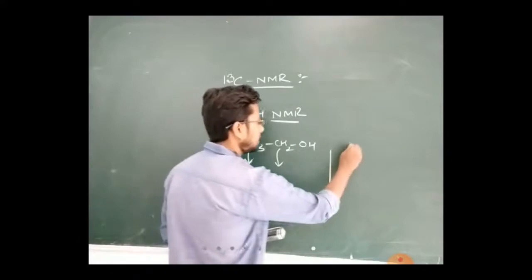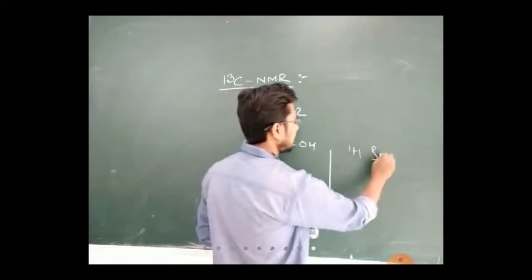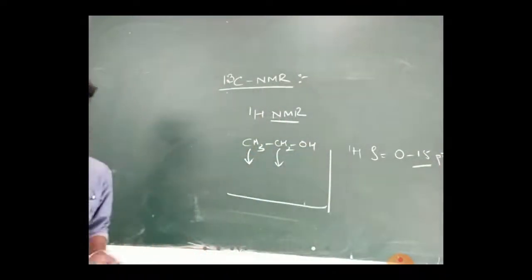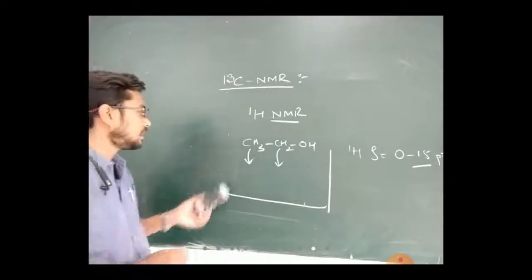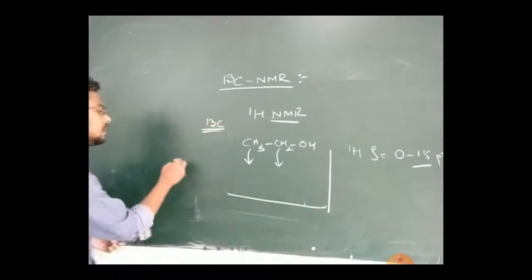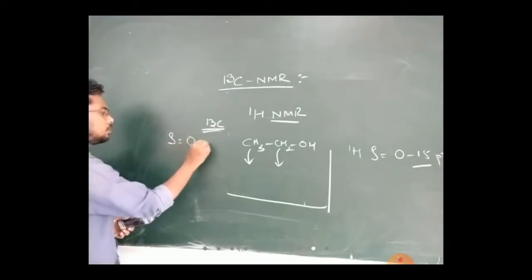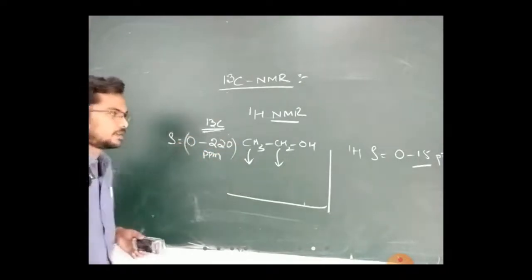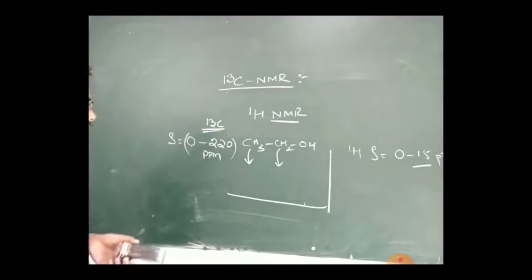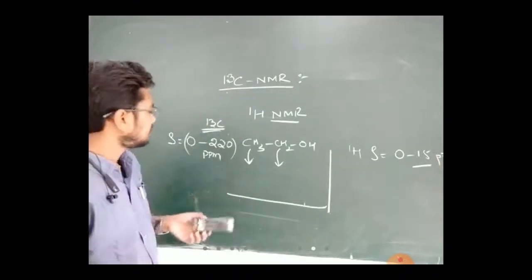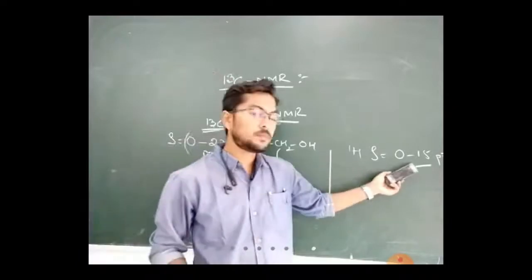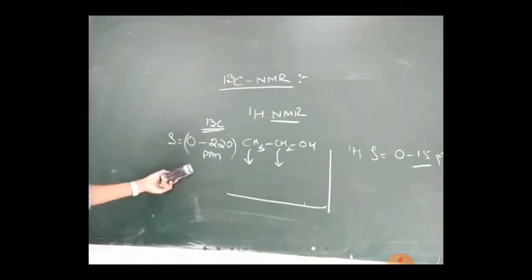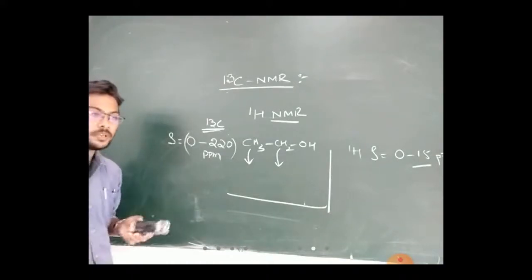The range of the delta scale in proton NMR was from 0 to around 15 ppm, so most of the peaks used to be covered in that area. But in case of 13C, the delta scale is from around 0 to 220 ppm. This is another big difference you can see between your proton and your 13C spectra. In proton spectra, it is 0 to 15 ppm, but in 13C, it is 0 to 220 ppm.